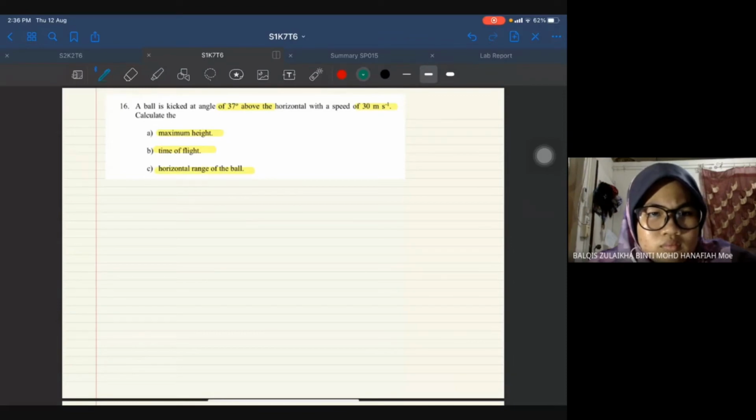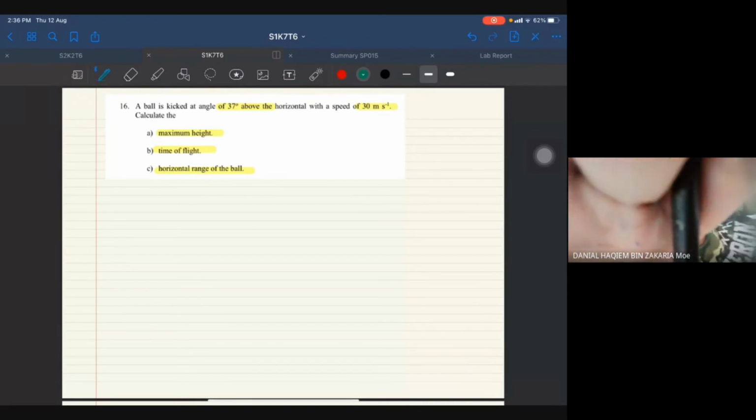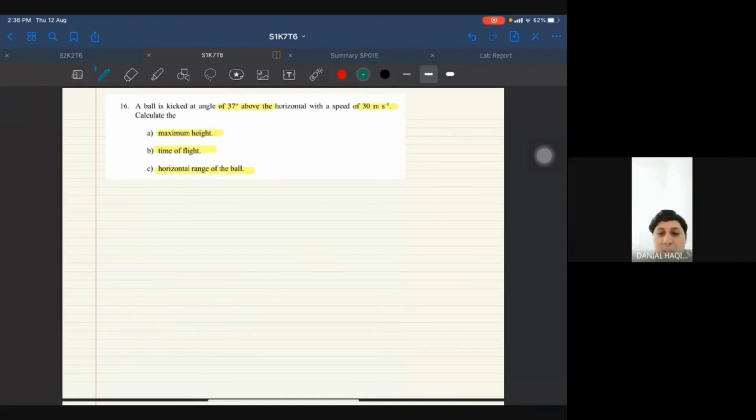Kita tengok soalan dulu. A ball is kicked at an angle 37 above the horizontal with a speed of 30 meter per second. Okay, benda pertama apa yang kamu kena buat? Lukis. Cuba lukis. Dah lukis? Lukis kat kepala kamu? Cuba tengok. Macam mana? Kamu lukis kat mana? Kertas ke apa? Dekat buku. Oh. Buku boleh angkat? Nampak tak rasa? Itu bola.